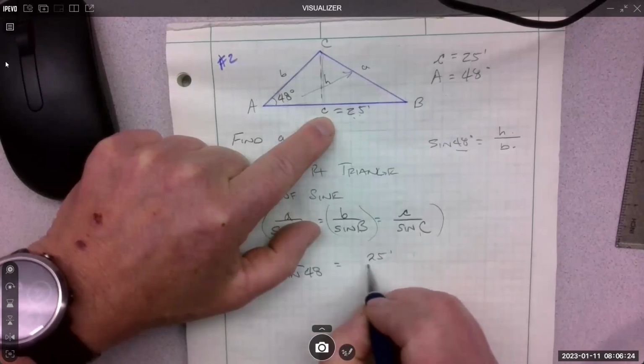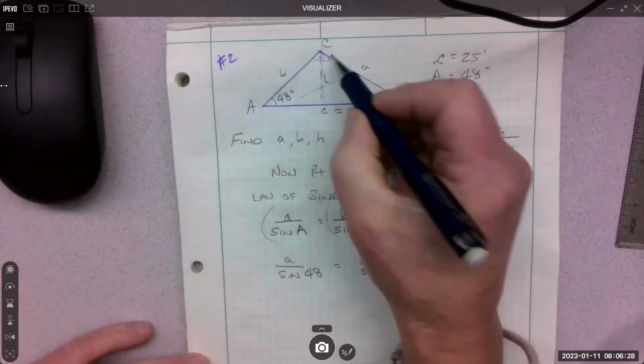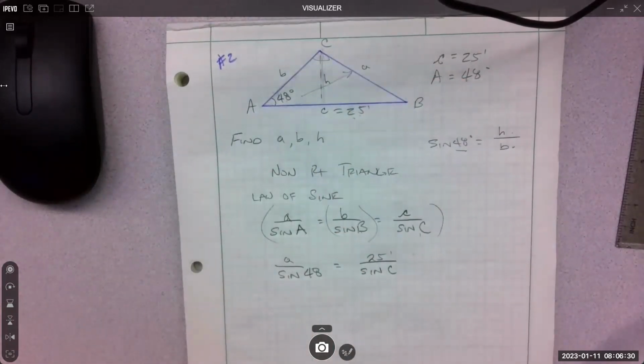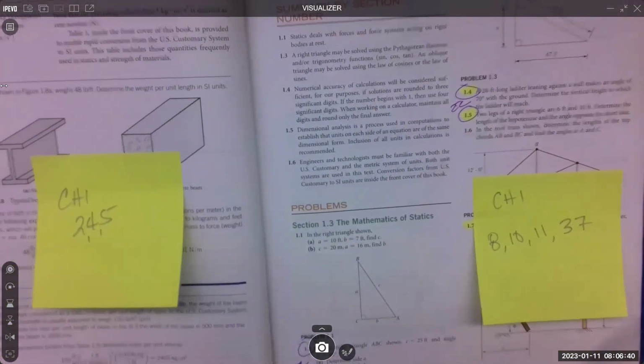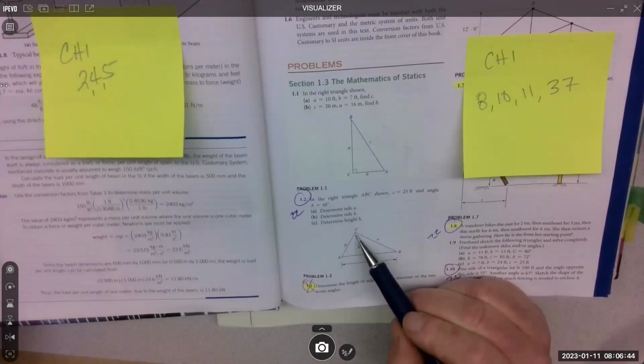25 over sine of C, because I don't know C. They would have gave us just one more. They did? Oh, good catch, Ray. That changes the whole game. Right there, 90.